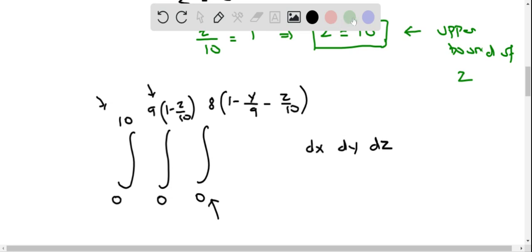So this is the iterated integral, which gives the volume of the tetrahedron in the first octant. And this means answer choice C is correct.